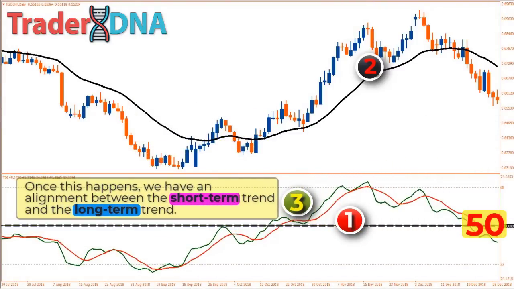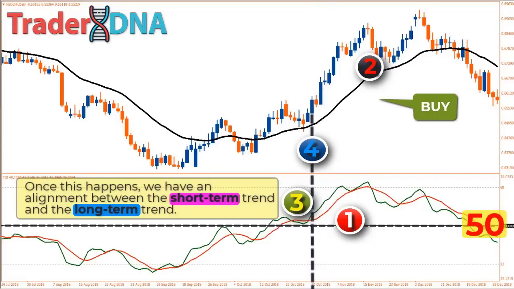When an alignment in the trend direction occurs, we have explosive scalping opportunities. And now, let's determine the appropriate place to go long. Step number 4. Buy at the closing candle after the green line breaks above the red line.